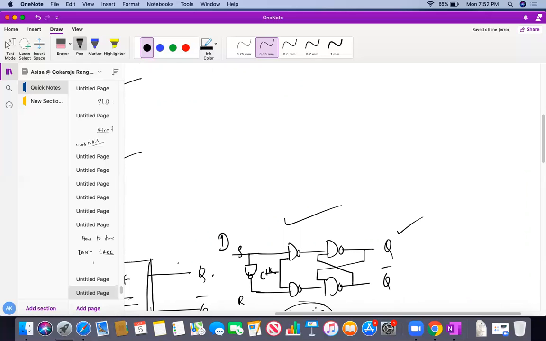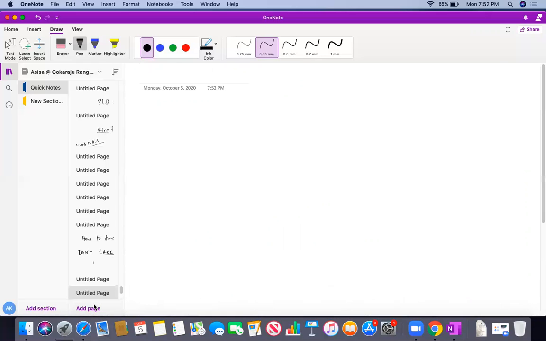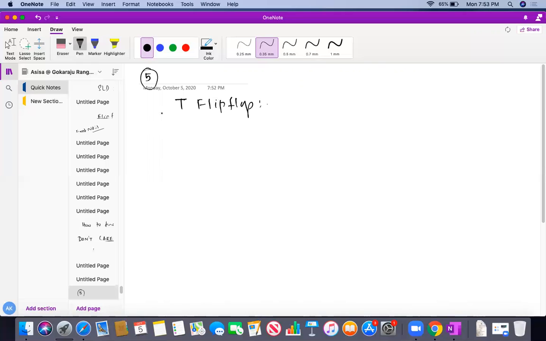Okay, so this is my D flip-flop. We'll go for the next flip-flop, which is actually the fifth one. Very important, this fourth and fifth are very important. This is called the T flip-flop. So these are all memory elements, students.